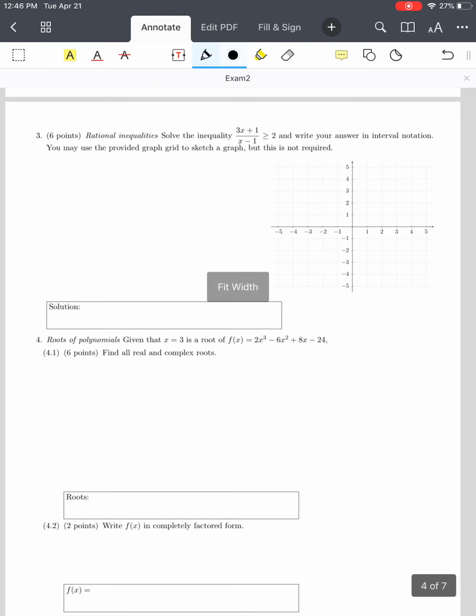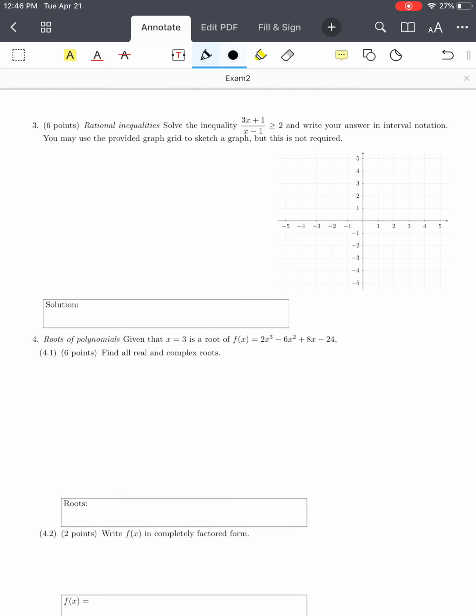Then problem 3, rational inequalities. So we want to solve the inequality (3x plus 1) over (x minus 1) being greater than or equal to 2, writing it in interval notation. There's a graph here in case we want to graph it, but it's not required, so I'm going to skip that part.